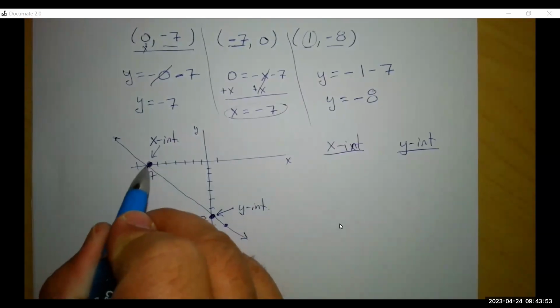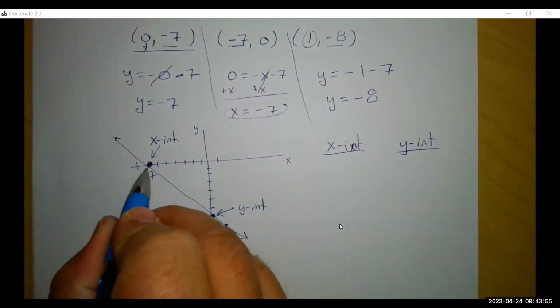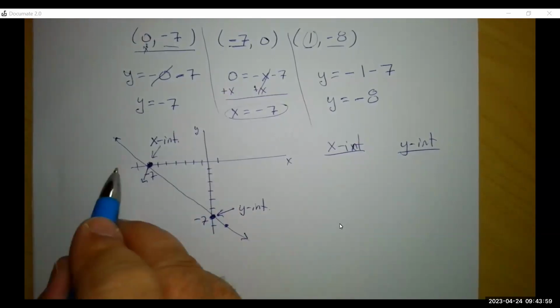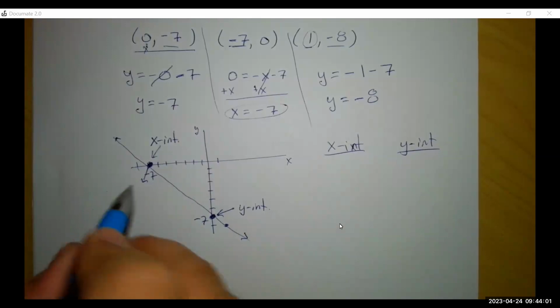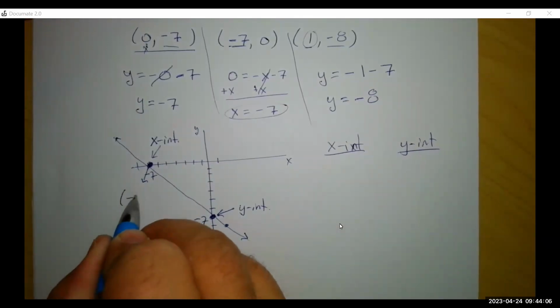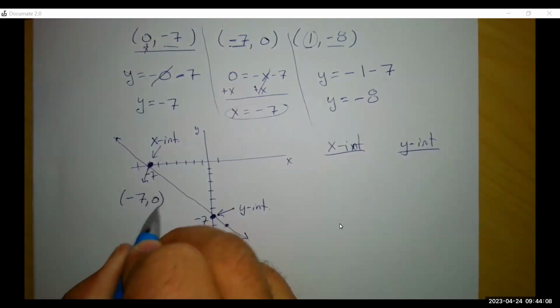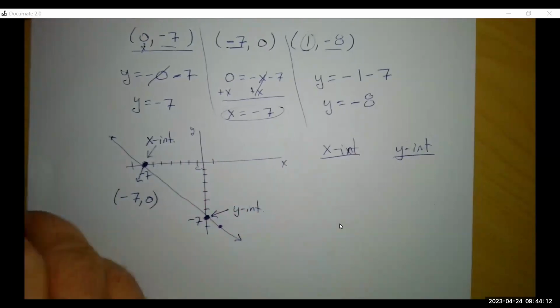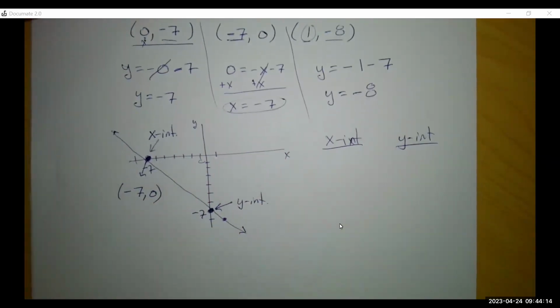What's the location? What's that location? What's that point? Oh, we know it's the x-axis, yes. But what's that point? What's the location? -1 would be here. It's only going further from there. It's -7, 0. What's the location of that point?